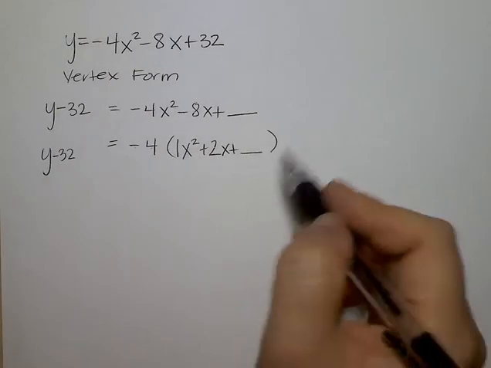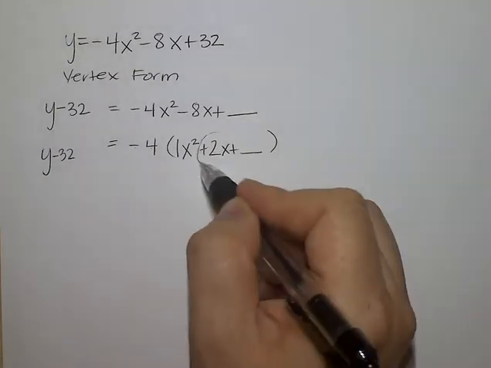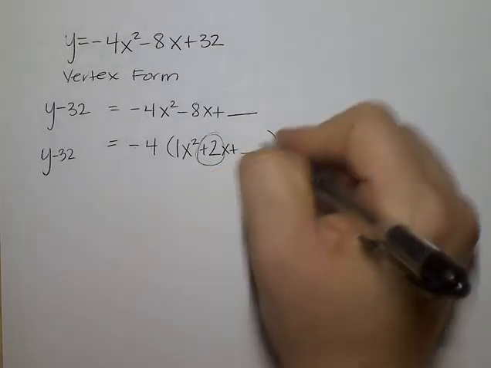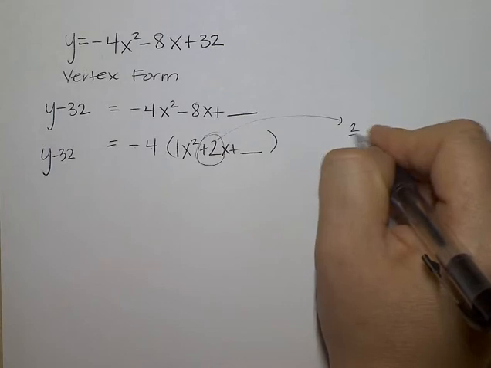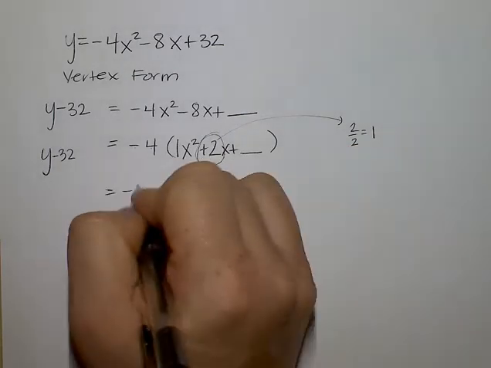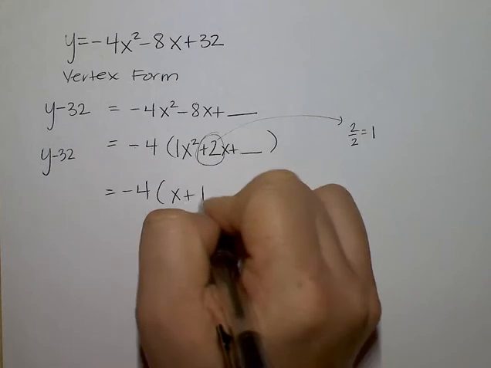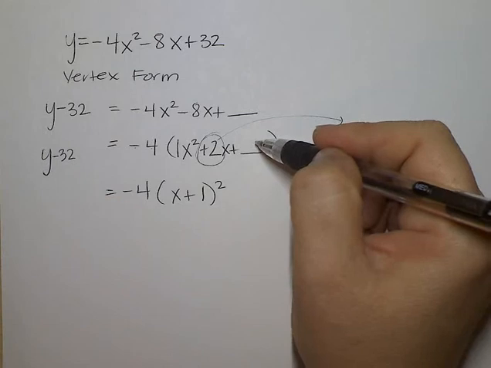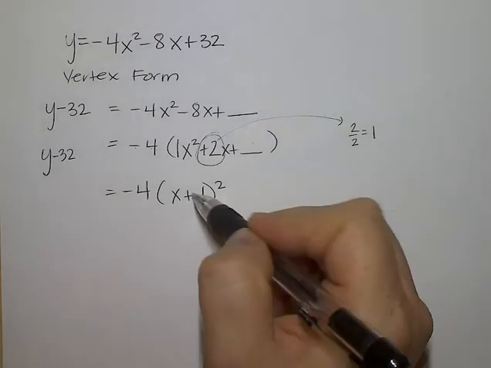Okay, so now we are going to look at this b value, and we're going to divide b by 2. So I'm going to come off to the side here. 2 divided by 2 equals 1, and it is positive. And now I have to go back and fill in this position. This goes back to what we learned on Friday. So I need to take this value and square it.